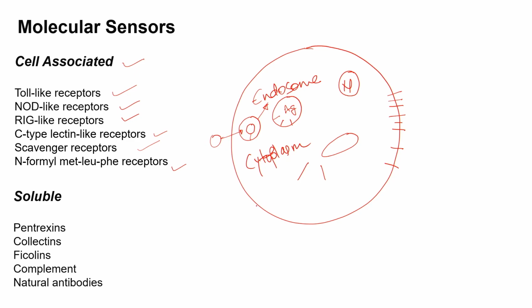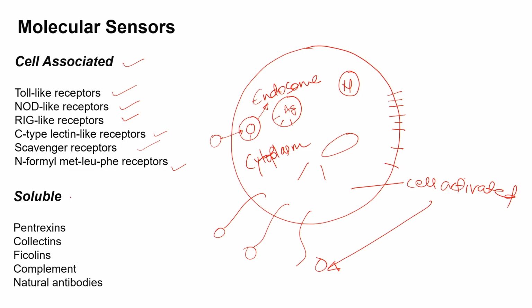Some molecules can also be solubilized outside and have an effect. Once the cells are activated, the activated cells may produce certain kinds of proteins, and these proteins are what you call soluble sensors, such as pentraxins, collectins, ficolins, complement and natural antibodies. We will see these gradually as we go along with the details about all these sensors. Let's try to do them one by one, and finish a few of them in this lecture. We'll start with the toll-like receptor.